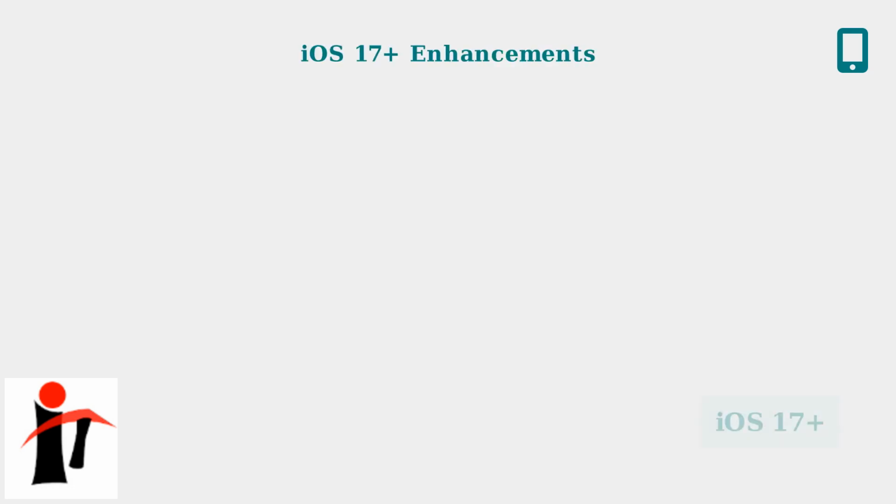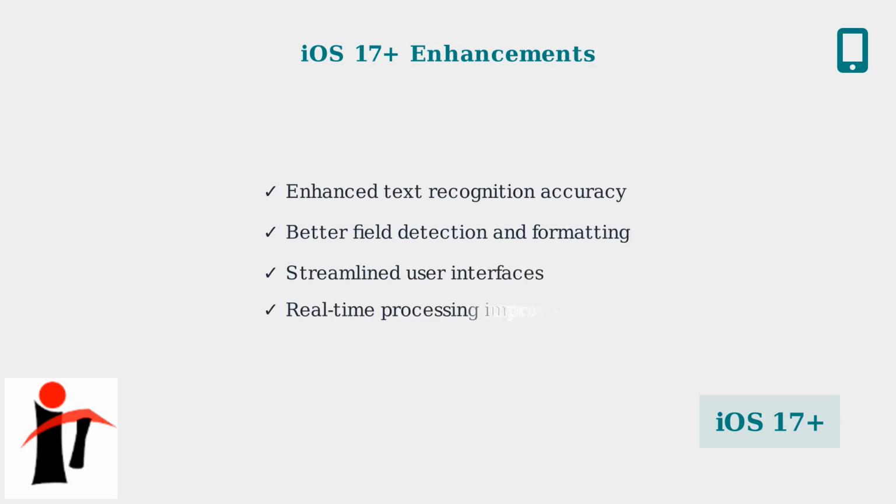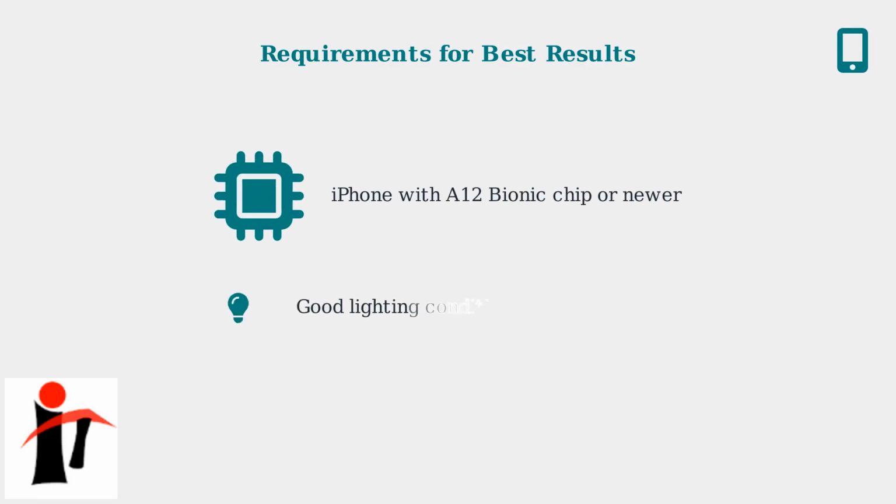With iOS 17 and later versions, these scanning processes have become significantly more user-friendly and accurate. The improvements include enhanced text recognition, better field detection, and streamlined user interfaces. For optimal performance, it's recommended to use an iPhone with an A12 Bionic chip or newer. Additionally, ensuring good lighting conditions is crucial for accurate text recognition and successful contact extraction.